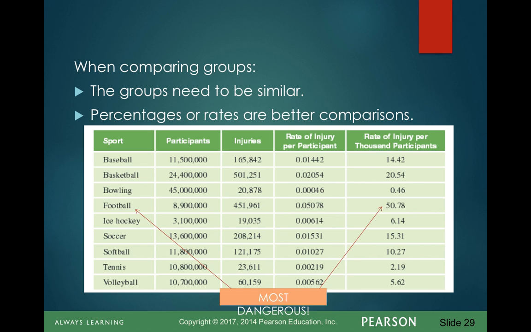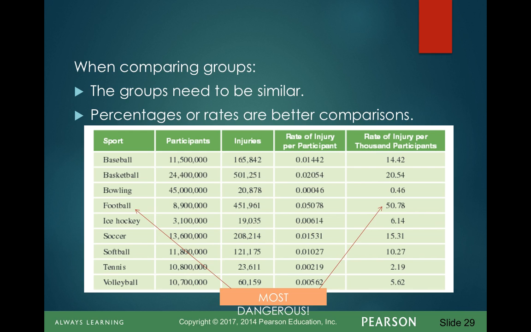Football, on the other hand, didn't have as many injuries, but it has quite a few less, almost 5 million less participants. But the rate of injury per 1,000 participants is about 50.78. So I guess you could say that football is about 2.5 times more dangerous than basketball, but it was misleading when we were just given the number of injuries.